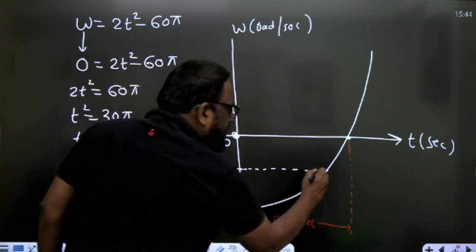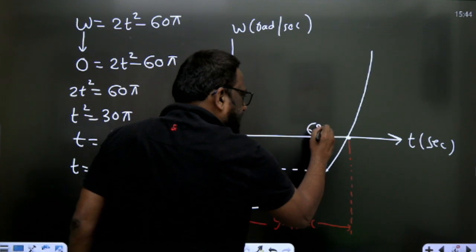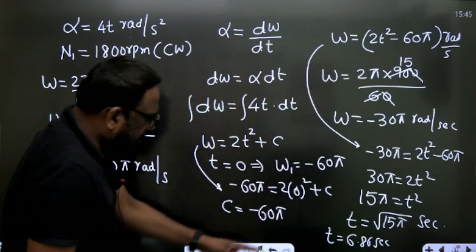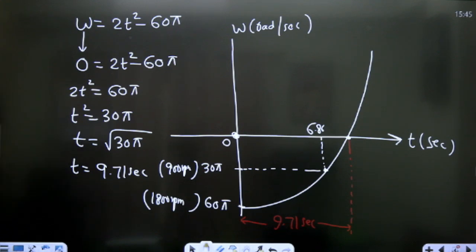So how much time has it taken? I think we have calculated. This time is 6.86, something like this. I have seen 6.86. Absolutely fine. Up to this, there is no problem at all. First two parts are over.